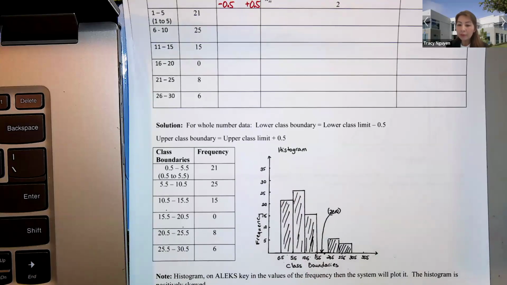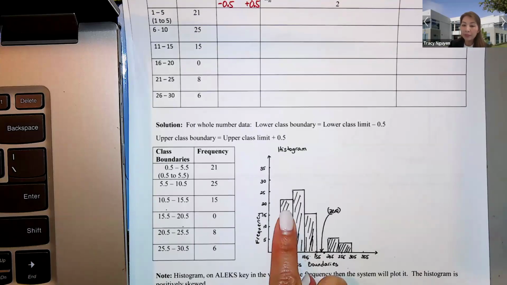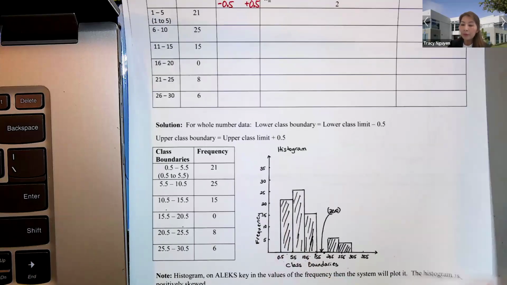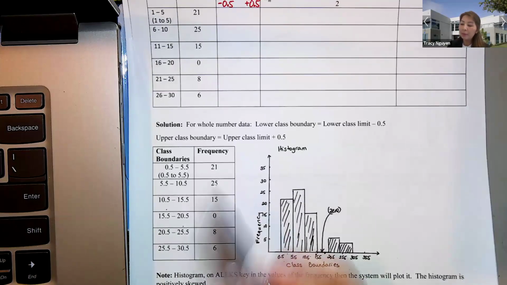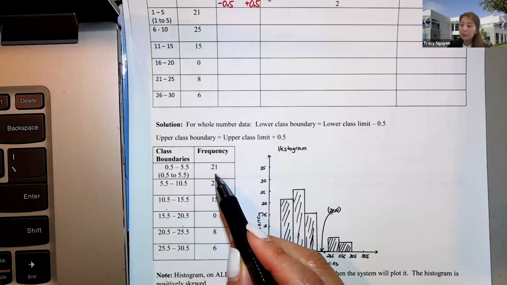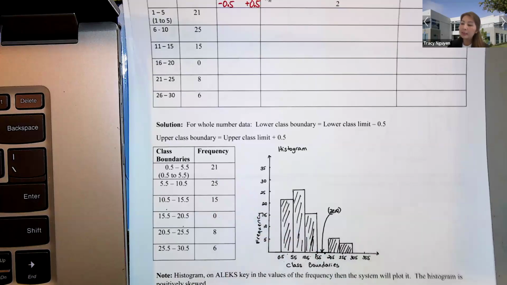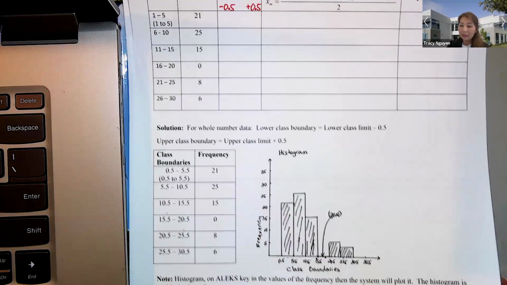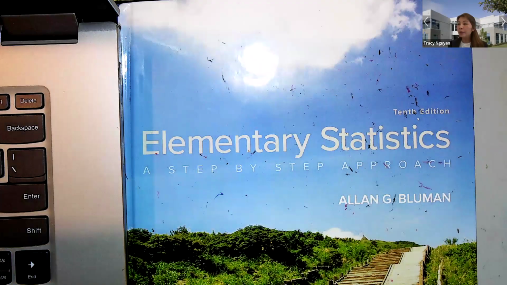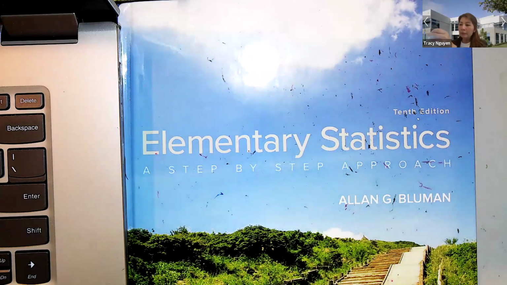Now, when you do the graph on Alex, it says you can drag the bar to move to the number that you want on the frequency. My advice is that when you do the graphing on Alex, you key in the number. For example, if the frequency is 21, you key in 21, press enter, and the system will plot it for you. Like I said, I will show you how to do it on Alex once I'm done with this example.